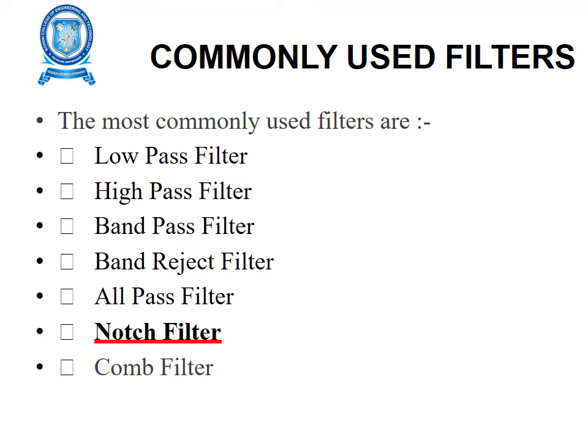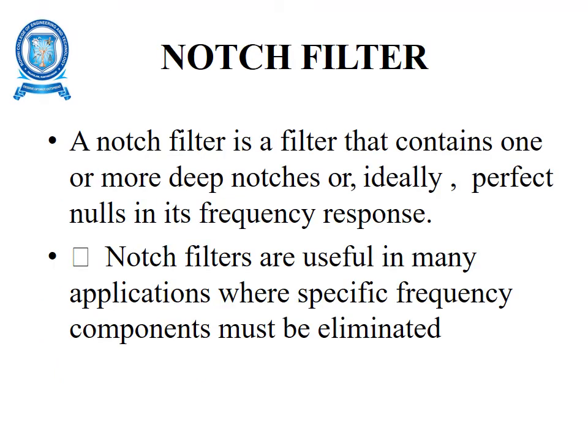Okay, so the next one is a notch filter. Notch filter means we will be filtering out that particular notch. So that is called a notch filter, and we will see it in detail. A notch filter contains one or more deep notches, that is, it will have perfect nulls in its frequency response. That is one of the added specifications of this particular notch filter.